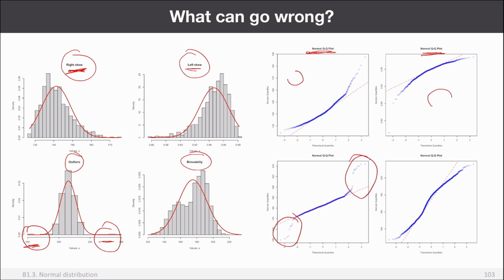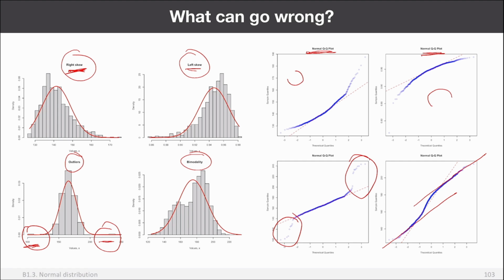And you can see it is much easier to detect these problems on the QQ plot instead of the histogram. And then the bimodality, you can see it's a very clear pattern, like two lines, right? You have two distributions, two normally distributed populations, and that's what the QQ plot also shows you.